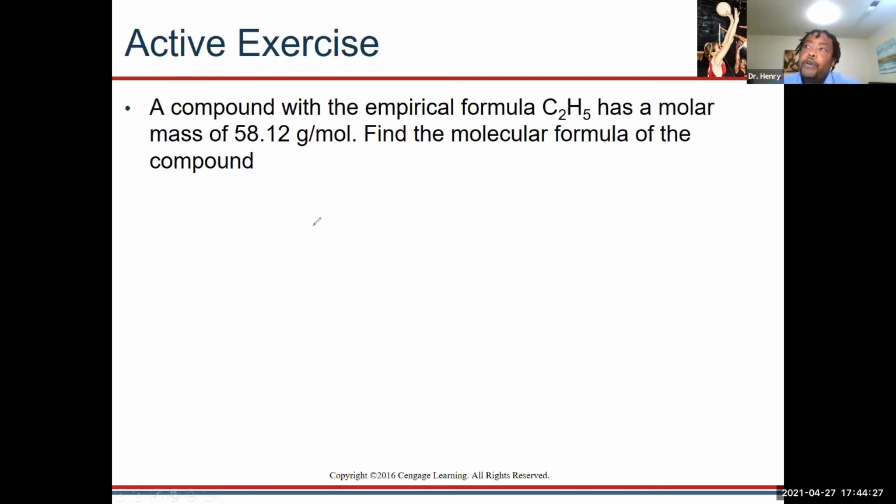A compound with the empirical formula C2H5 has a molar mass of 58.12 grams per mole. Find the molecular formula of the compound. So what am I going to do?